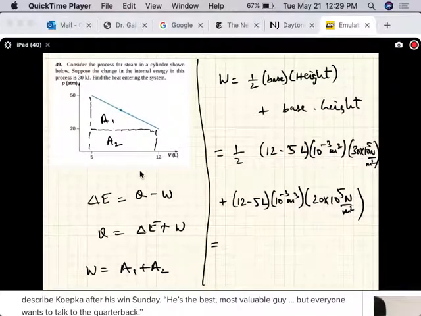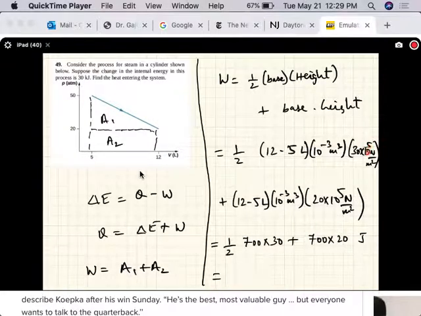Okay, so 1/2 times 700 times 30 plus 700 times 20, and that's in joules. Okay, the units are Newton meter cube times meter square divided by meter square is meter. Newton meter is a joule. Okay, so that's the unit.